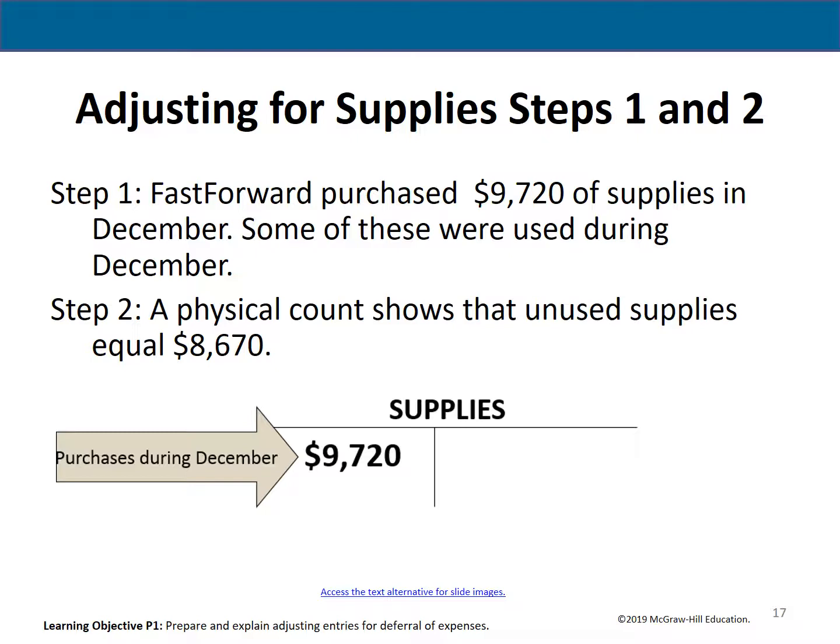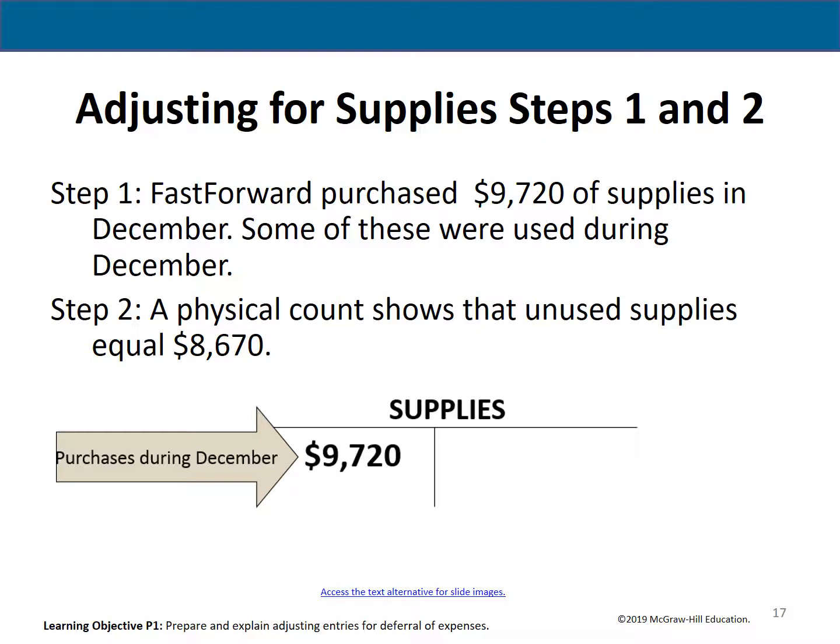The same thing occurs with supplies. That's considered a prepaid expense. So the company purchased $97.20 of supplies in December. Every time somebody goes in the supply closet and comes out with a pencil, they're not running into accounting going, guys, took a pencil. No, we're not paying attention to that.